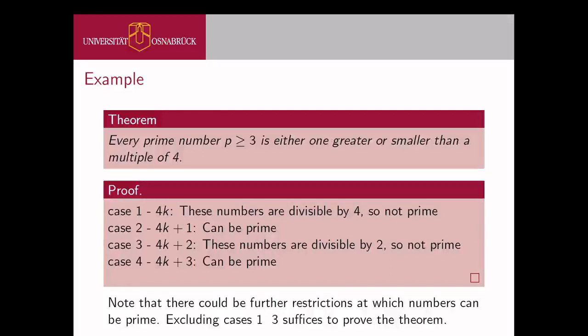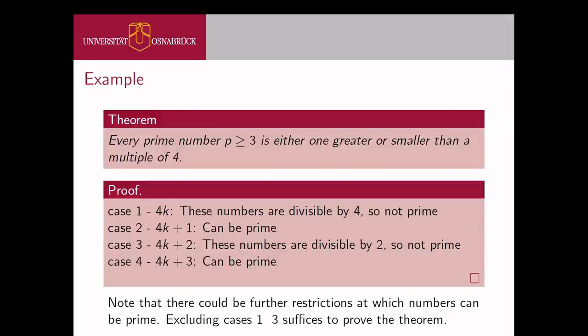So let's have a look at all the numbers. All the numbers are covered by 4 different cases for a relationship with multiples of 4. Either we have a multiple of 4, a multiple of 4 plus 1, a multiple of 4 plus 2, or a multiple of 4 plus 3. Now, let's take a look at the first case, a multiple of 4.